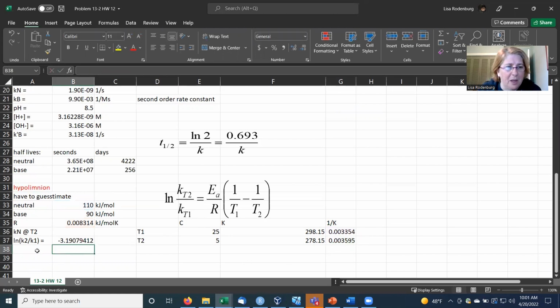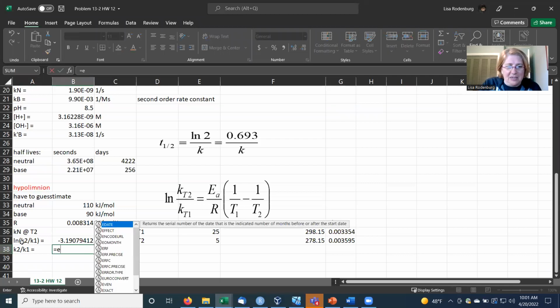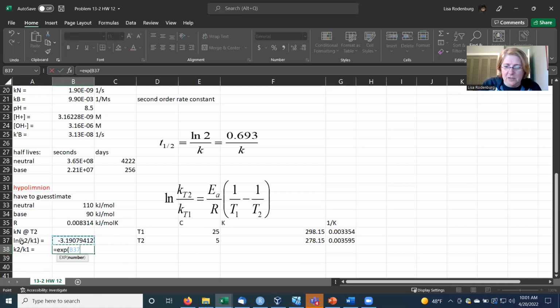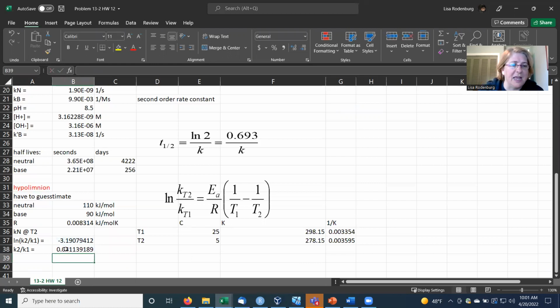Booyah, okay. So now if I just want K2 over K1, because this was natural log, I take the EXP of this. What that's telling me is that K2 is dropped to only 4% of what it was at 25 degrees Celsius. And that makes some sense because these are big activation energies. These chemical processes are very, very temperature dependent.